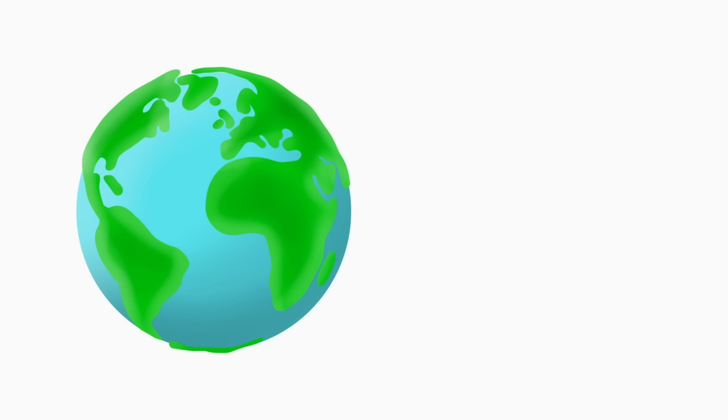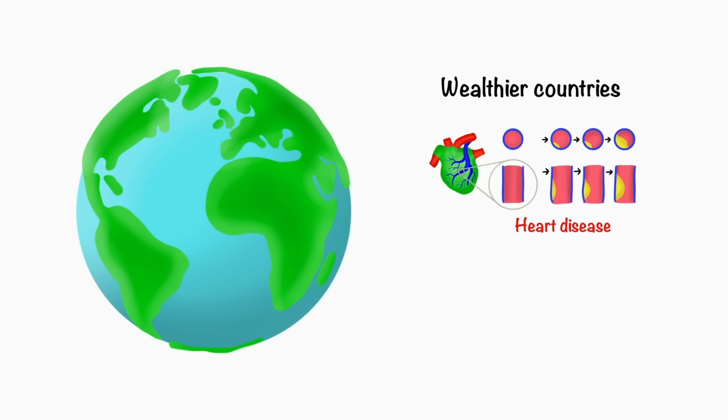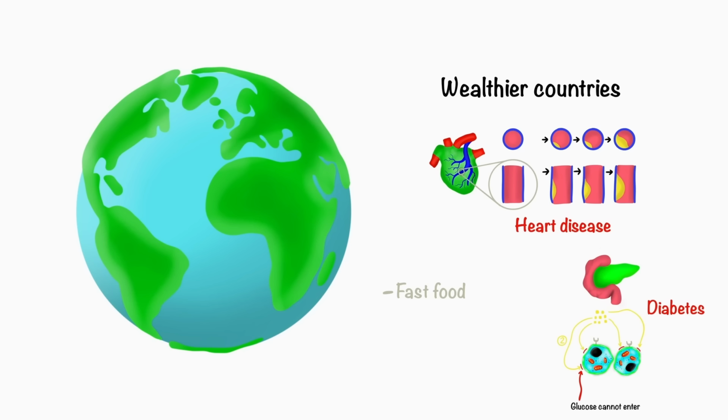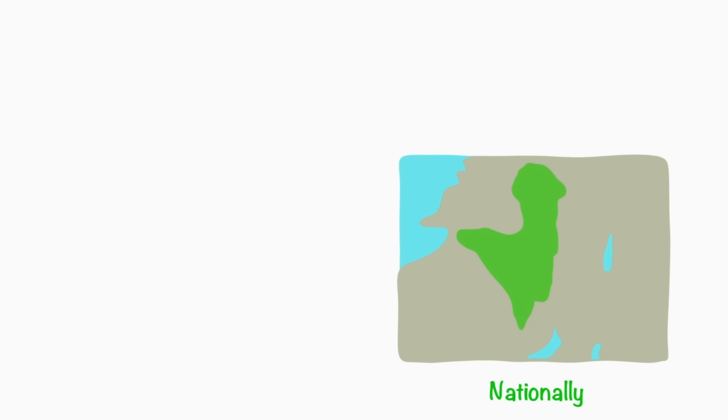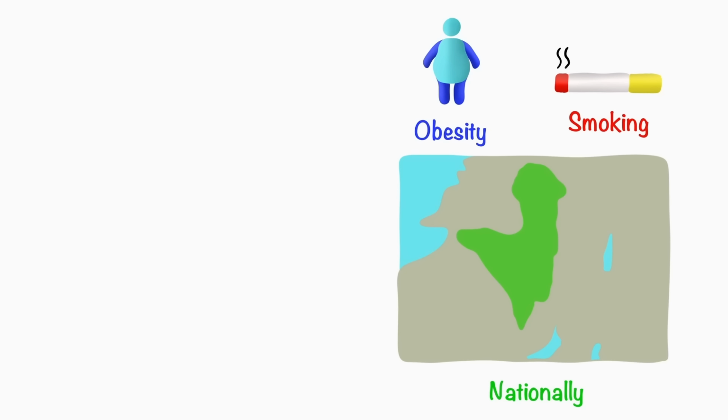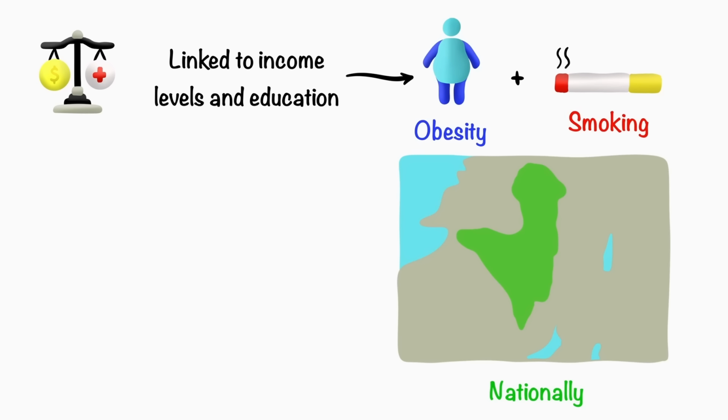Let's look at the global, national, and local levels. Globally, in wealthier countries, people tend to have more non communicable diseases like heart disease and diabetes. This is often because people can afford fast food, have more sedentary jobs, and drive rather than walk. In less developed countries, people might have different health problems, though non communicable diseases are increasing there too. At the national level, even within the UK, there are big differences between regions. Some areas have higher rates of smoking or obesity than others, often linked to factors like income levels and education.